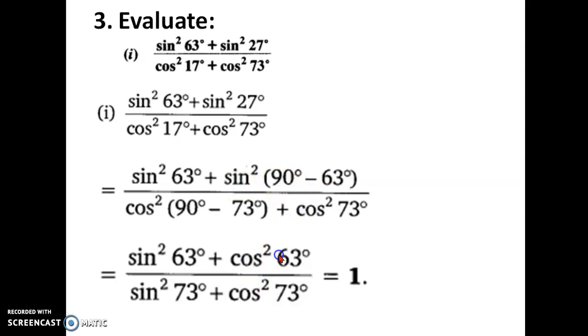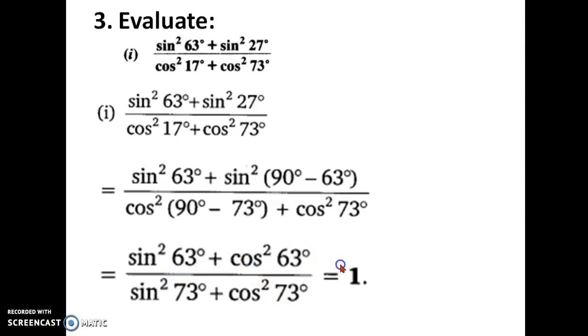Because it is cos square 63 degree, don't leave out the square; you should also write the square. Divided by sine square 73. This cos of 90 minus theta will be changed into sine theta, so you will get sine square 73 here. Now you apply the identity: sine square theta plus cos square theta equal to 1. You remember? So here also sine square theta plus cos square theta equal to 1.